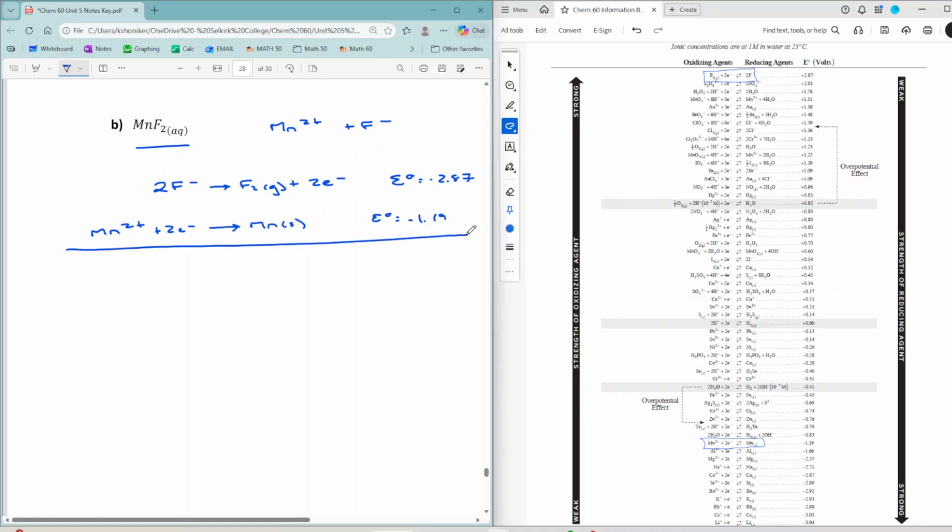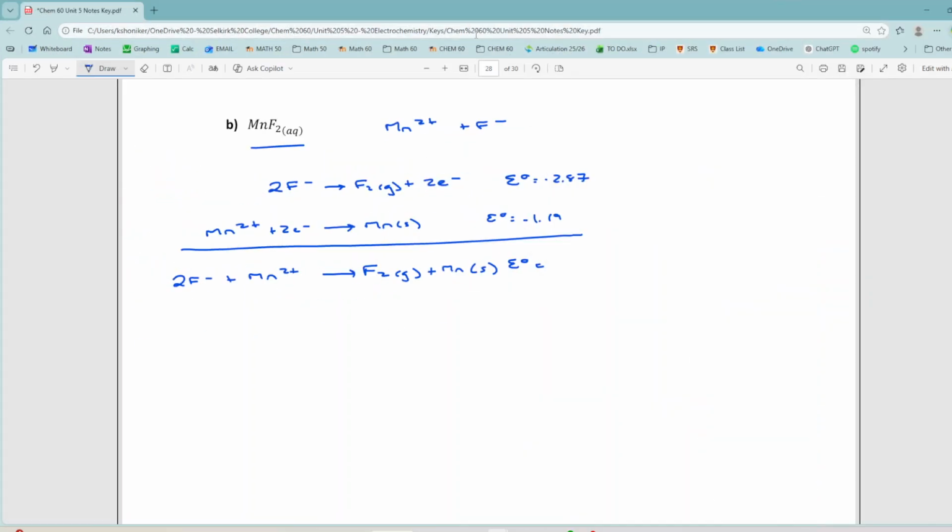Okay, we have to find our overall reaction. So this one's already balanced for electrons. So we would just have 2 fluoride ions plus 1 Mn2+ forming F2 gas and manganese solid with an overall potential of negative 2.87 plus negative 1.19 gives you negative 4.06. Therefore, at least 4.06 volts must be applied.